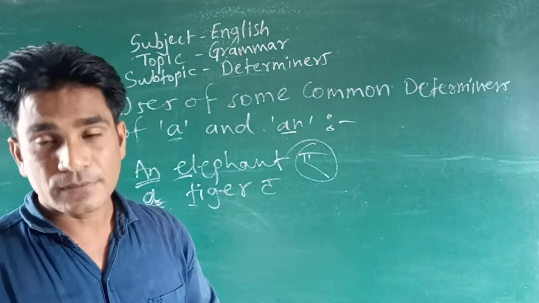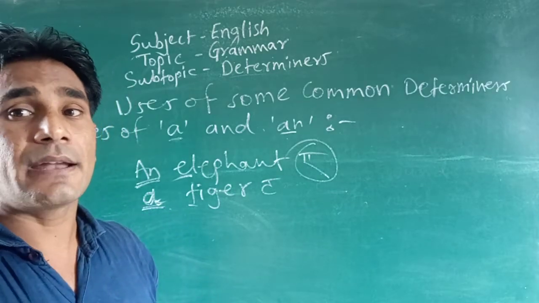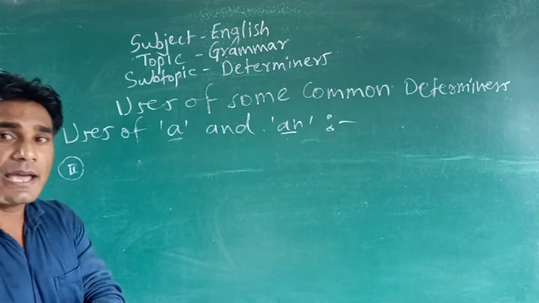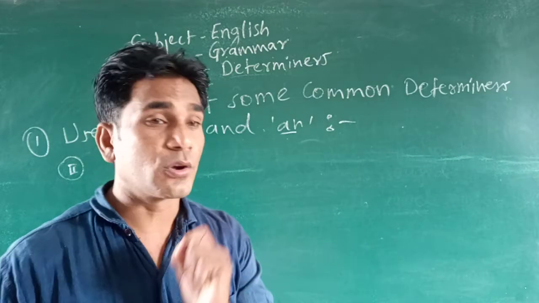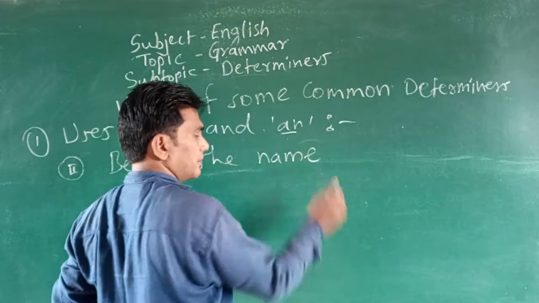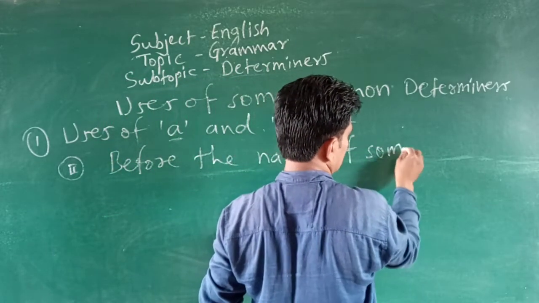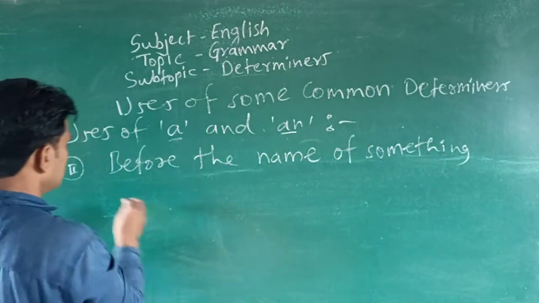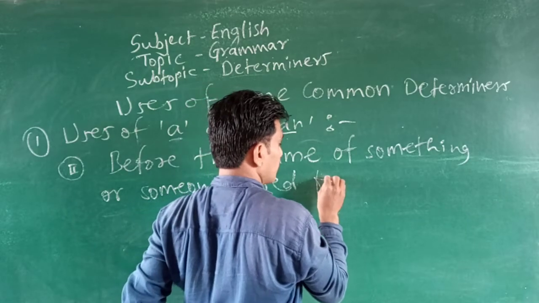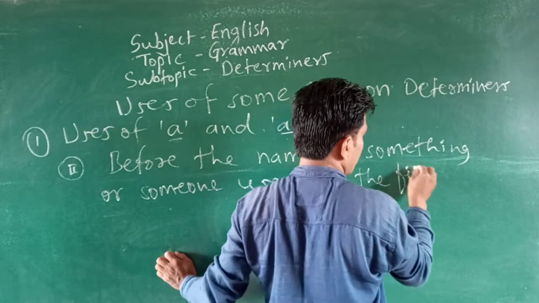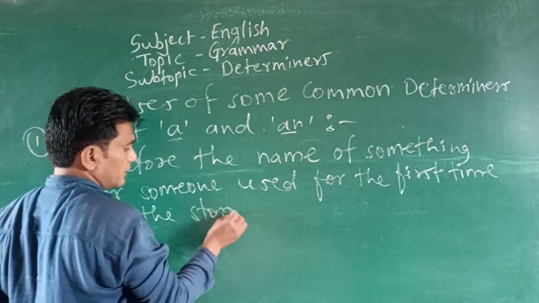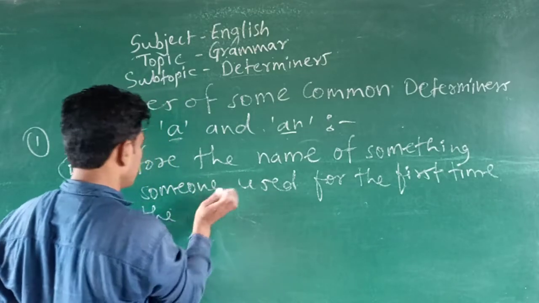Okay, now let's see another use of a or an. The second use of a or an: it is used before the name of something or someone used for the first time in a story or in writing.